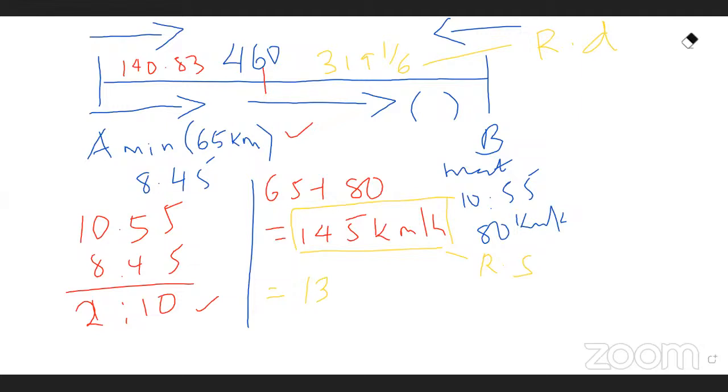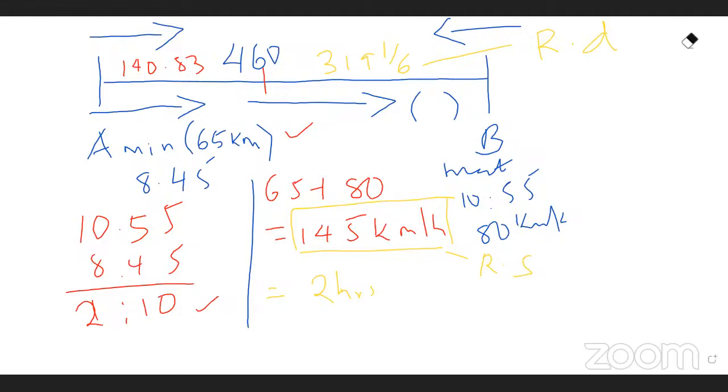319 under 6 divided by 145 because we are taking distance. You get what? 2.2 hours. Now I want you to convert the 0.2 hours into minutes. 2 hours 20 minutes.